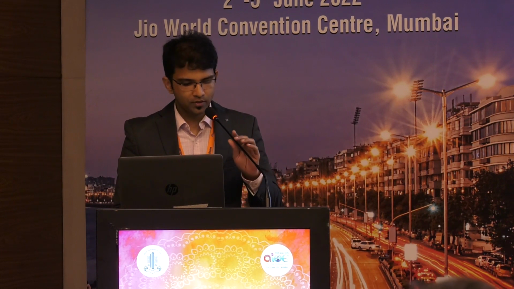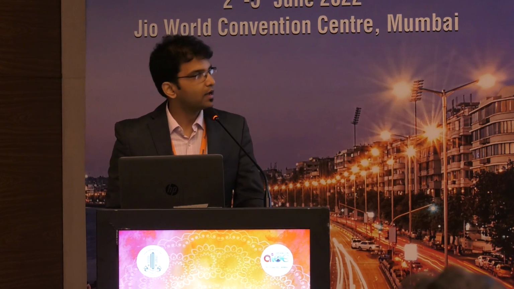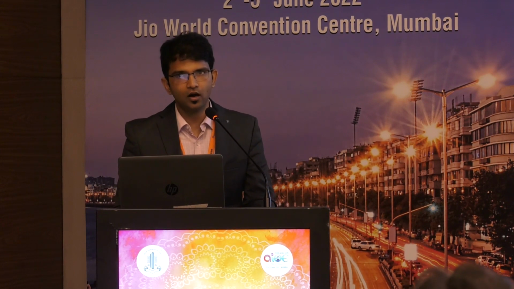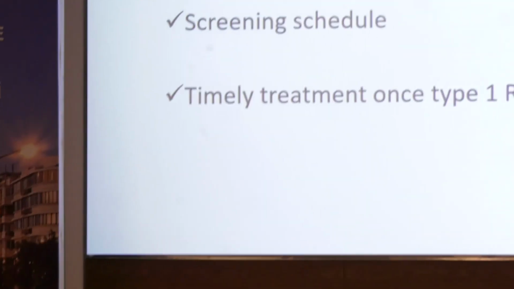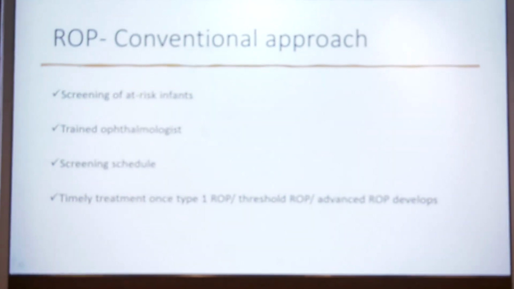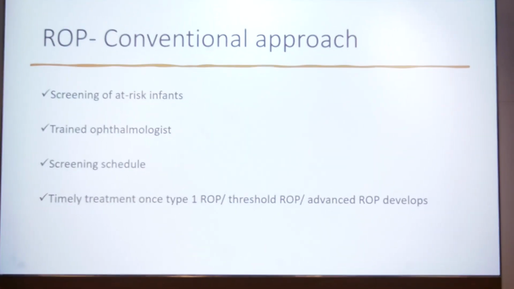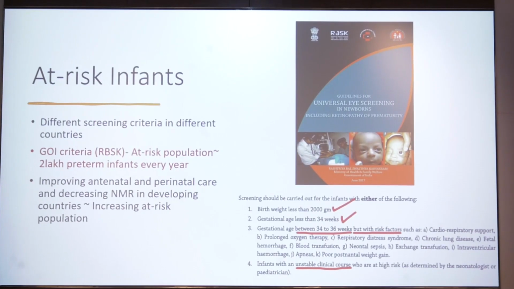So the previous two speakers have elaborately discussed the fundamentals of AI and the role of AI in retinal diseases such as diabetic retinopathy. I'll be taking it forward and we'll see how AI is helping us in diagnosis and management of ROP and ARMD. So, the conventional approach versus the AI approach to treatment and management. The conventional approach to ROP management is screening of at-risk infants by trained ophthalmologists as per schedule, and then treating once a treatable ROP develops.